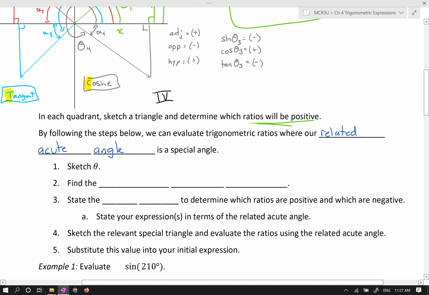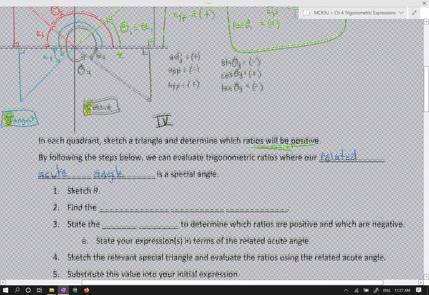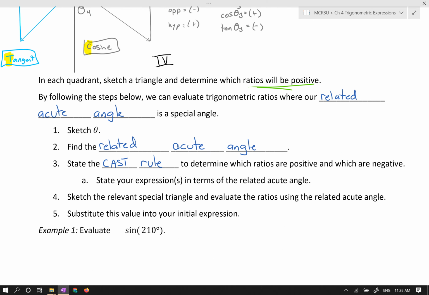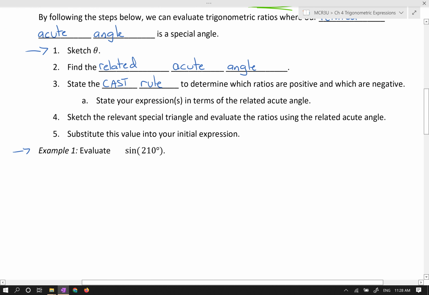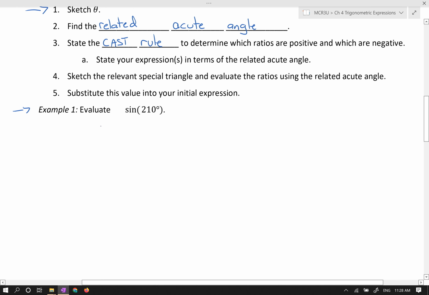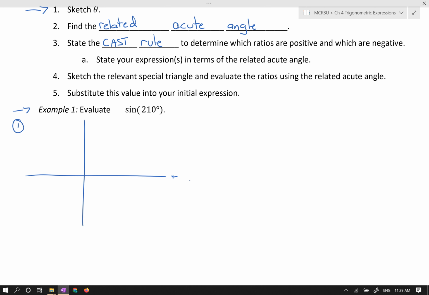So we'll start off by sketching our angle. We'll work here with example 1, and we want to sketch the sine of 210 degrees. Call it step 1 right here. If I'm sketching the sine of 210 degrees, I know, obviously, I start from my positive x-axis. That's where my initial arm lies. And then my terminal arm is going to be 210 degrees counterclockwise from here.